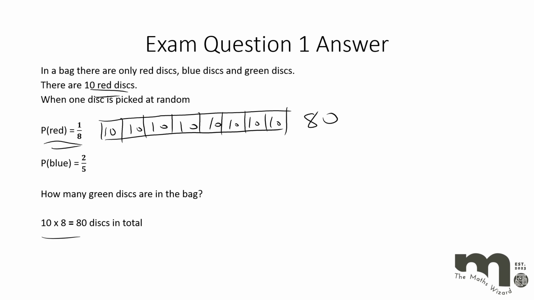Okay, now once we know that there's 80 discs, we can do 80 divided by 5 times by 2. That tells us there's 32 blue discs. And if we take those values away from 80, so if you take your blue away, take those 10 red discs away, and you're left with 38 green discs in total.